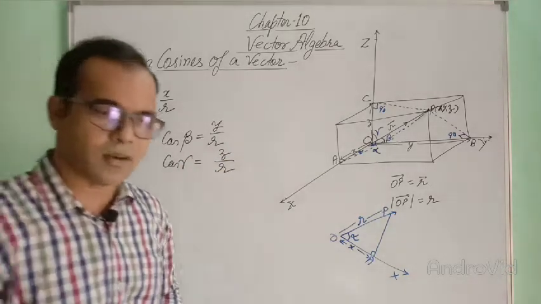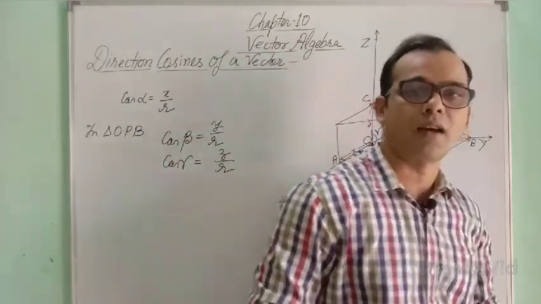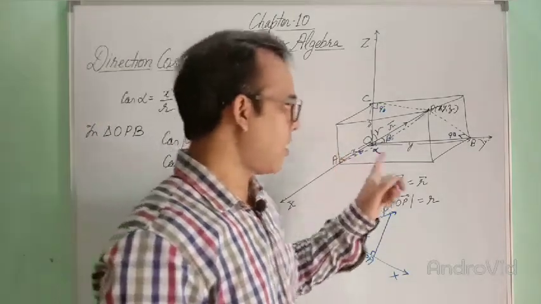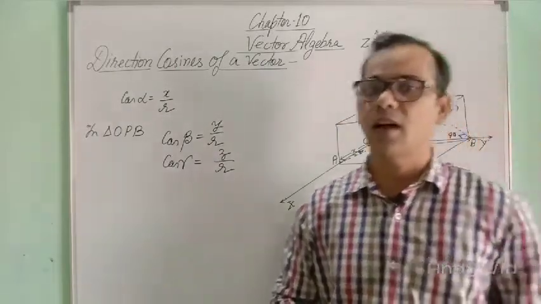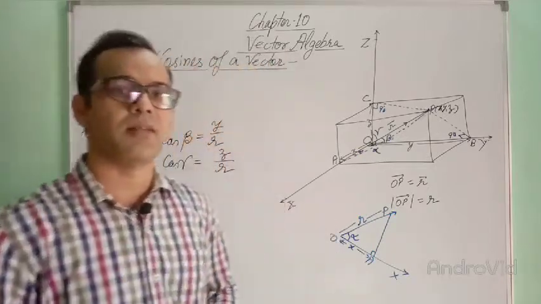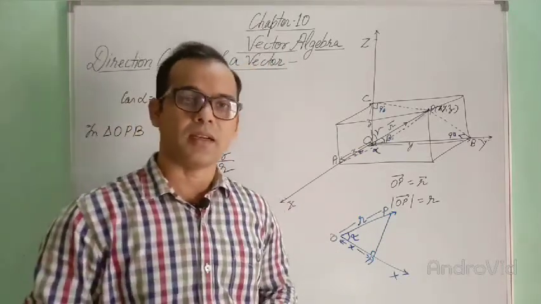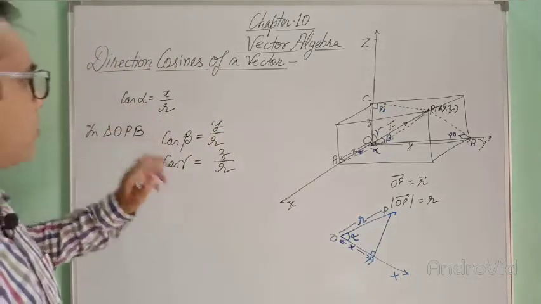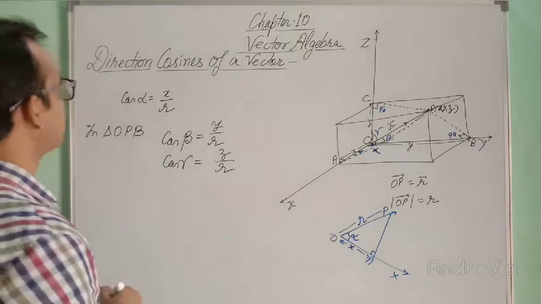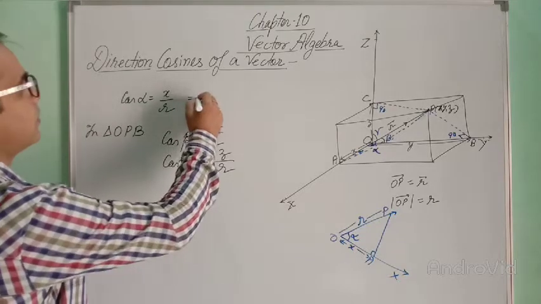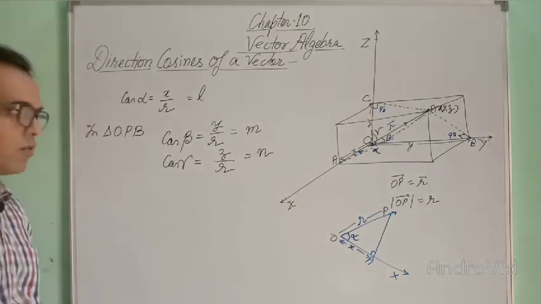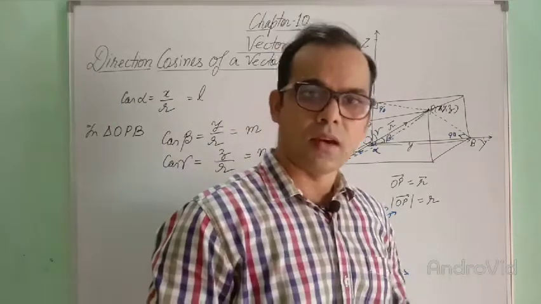So these cos alpha, cos beta and cos gamma are called the direction cosines of the vector R. Means if alpha, beta, gamma are the angles that are formed by the vector R with respect to the coordinate axis, then the cosines of the angles will be called the direction cosines of the vector R. So here cos alpha, cos beta and cos gamma are the direction cosines of the given vector R. These direction cosines are also termed as L, M and N. Means cos alpha equal to L, cos beta equal to M and cos gamma equal to N.